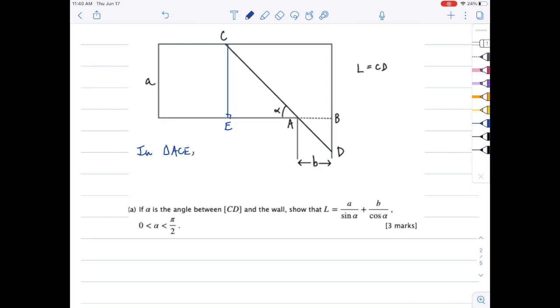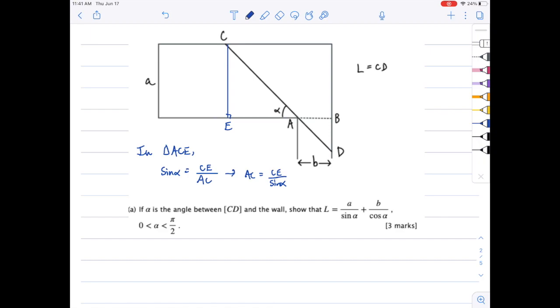Okay, so we can see in triangle ACE, we can see that the sine of alpha is equal to CE divided by AC. Okay, and so that means that AC is CE divided by sine alpha. So that's me using this triangle. The reason I'm using that triangle is because they need some notion of length. The length L here is CD, and CD is the same as AC plus AD. Okay, so now I have an expression for AC. I'm trying to get an expression for AD.